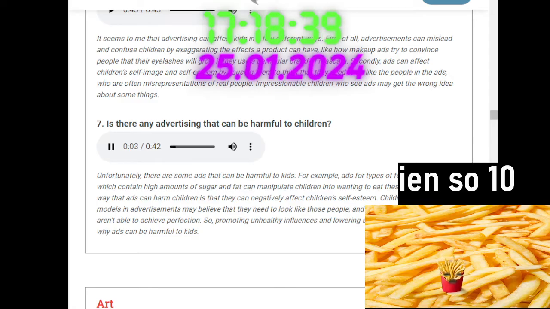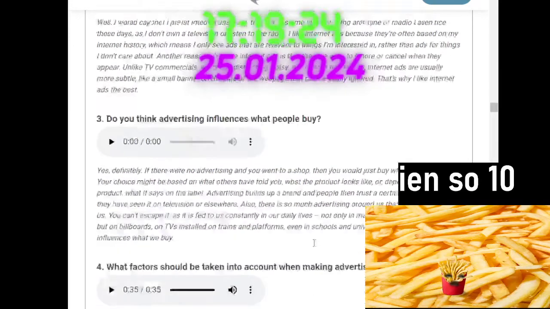Unfortunately, there are some ads that can be harmful to kids. For example, ads for types of foods and drinks, which contain high amounts of sugar and fat, can manipulate children into wanting to eat these foods. Another way that ads can be harmful to children is that they can negatively affect children's self esteem. Children who see models in advertisements may believe that they need to look like those people and become upset when they aren't able to achieve perfection. So, promoting unhealthy influences and lowering self esteem are a few reasons why ads can be harmful to kids.